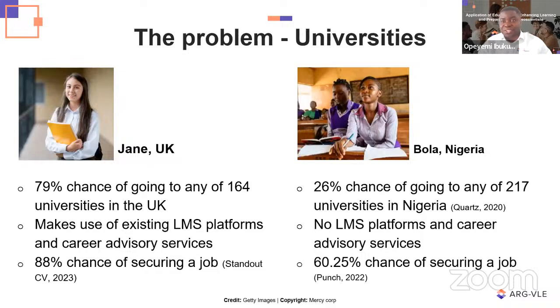And that's not only universities. I'm talking about polytechnics and colleges inclusive. This is data from JAMB, so it's not data I'm just coming up with. She has a 26% chance of securing admission, no learning management system, no advisory services, and she has a 60% chance of securing a job. She has a lot of hurdles to climb after she finishes secondary school.